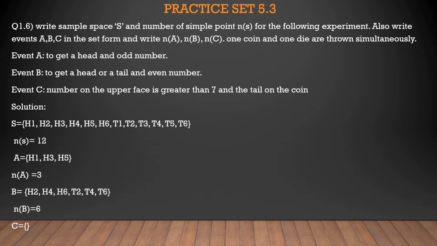Event C is number on the upper face is greater than 7 and tail on the coin should be there. So which is an empty set. So C is equal to empty set. n of C is equal to 0.